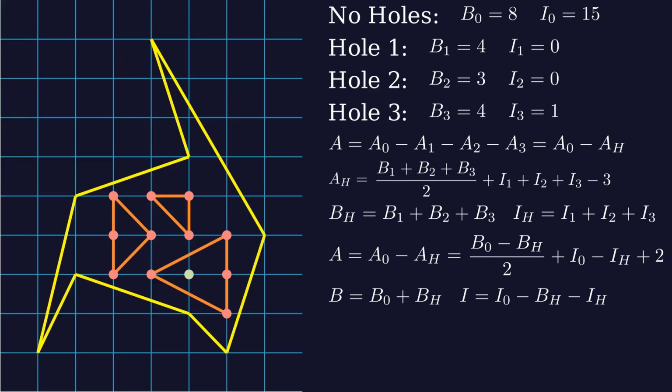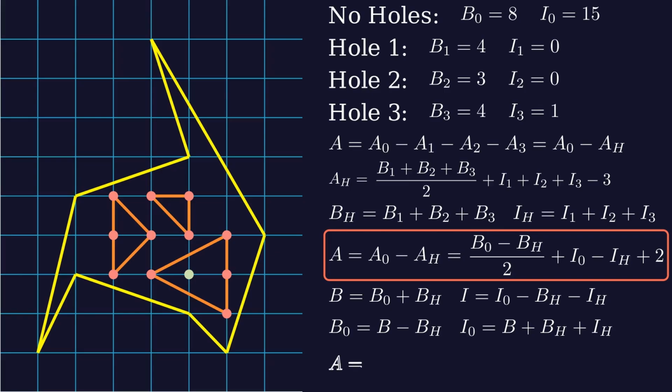From the first equation, we can see that b0 is equal to b minus bh, and from the second equation, we can see that I0 equals I plus bh plus ih. Now we can substitute those values into this equation. After simplifying, we get b over 2 plus I plus 2. That is the Pick's theorem for a shape with 3 holes. Now let's compare all formulas.